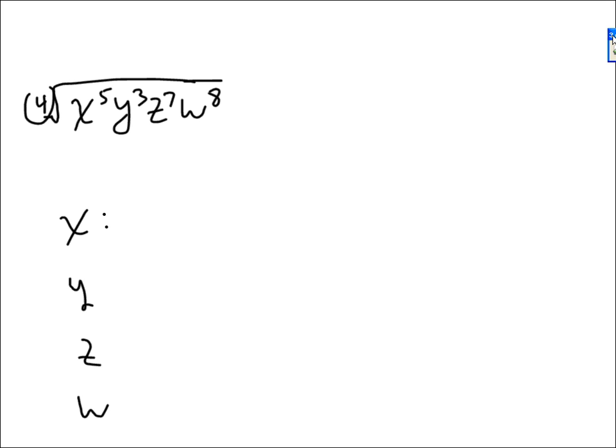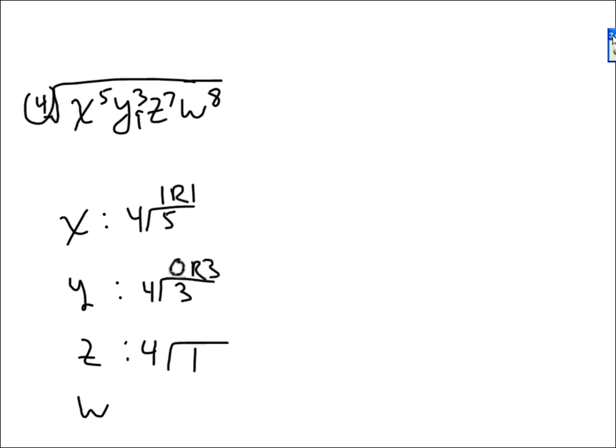We're dividing by 4. 4 into 5. So 1 time, 1 left over. And we do 4 into the power of y, which is 3. It goes 0 times. Remainder 3. For z, we do 4 into 7. 1 time with 3 left over. For w, we do 4 into 8. That's 2 times, no remainder.